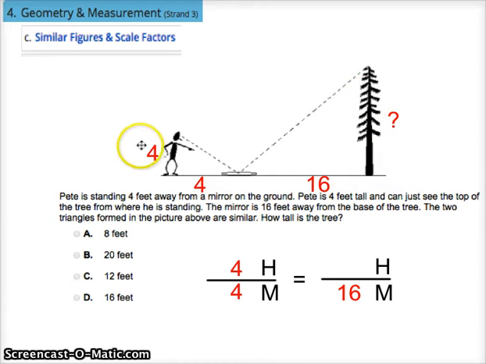So we can match this up. Well, this one worked out pretty nice because the 4 stays a 4, so the 16 would stay a 16. The answer is D, 16, because the height of Pete to the distance from the mirror is the same as the height of the tree to the distance of the mirror. 16 times 4 divided by 4 would be 16, because that would make these 2 fractions equal. So D, 16.